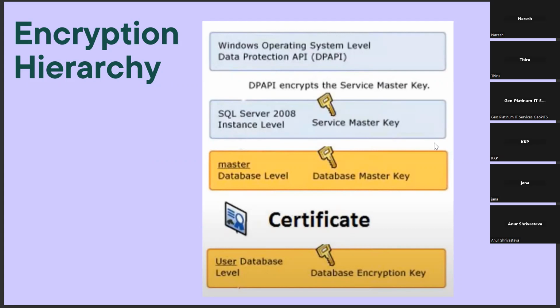Now, moving on to the third one, you can see here, this is the database master key. Each database in SQL Server has its own database master key. The DMK is used to protect the symmetric keys which are used to encrypt and decrypt the data in the database. And then following that, it's the certificate.